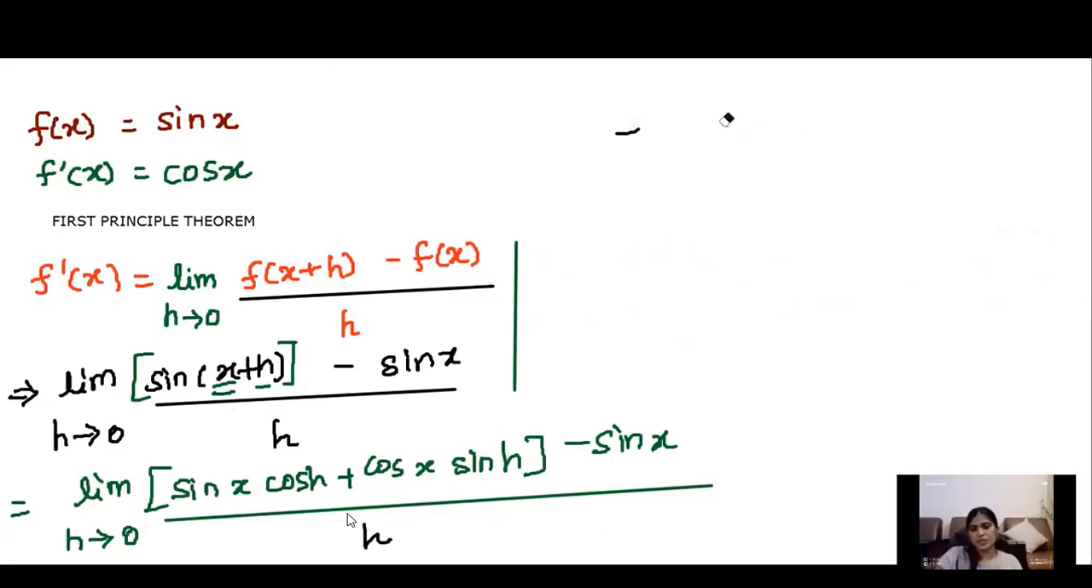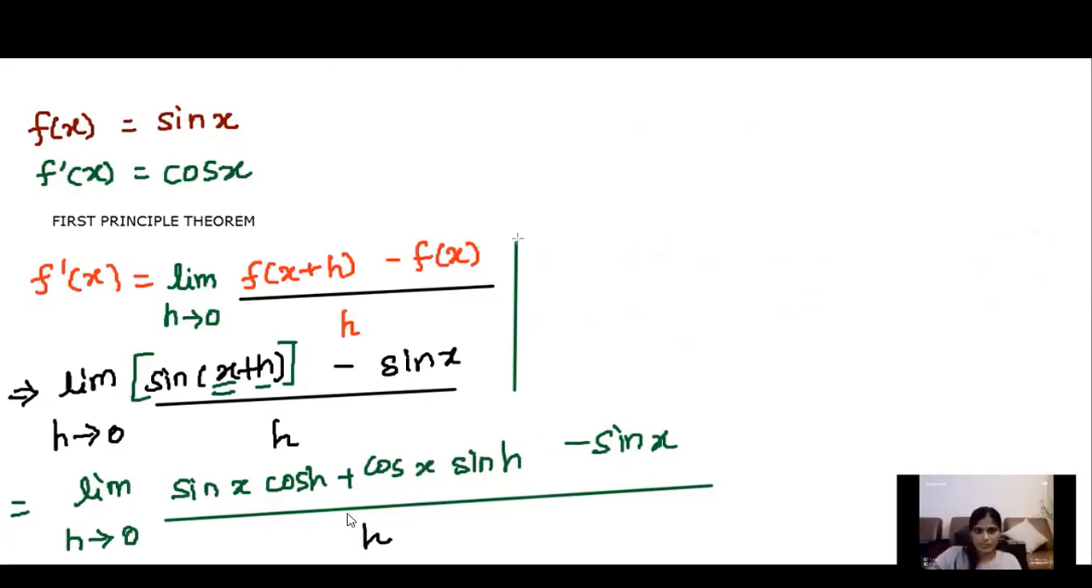இப்போ இந்த sin x + cos h + cos x sin h - sin x அப்படின்னு இருக்கு. ஸோ இங்க நான் இந்த ப்ராக்கெட்டை ரிமூவ் பண்ண போறேன், பிகாஸ் இது அடிஷன்ல தானே இருக்கு. ஸோ யூ கேன் ரிமூவ் த ப்ராக்கெட். ப்ராக்கெட் ரிமூவ் பண்ணதுக்கு அப்புறம் இதை ரீஅரேஞ்ச் பண்ணி எழுத போறேன். இப்போ இந்த sin x-ஐ முன்னாடி எழுத போறேன், cos x sin h-ஐ பின்னாடி எழுத போறேன். ஜஸ்ட் ரீஅரேஞ்ச் பண்ண போறேன், அவ்வளோதான்.